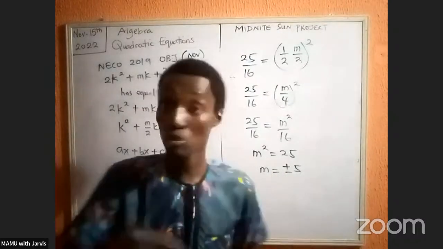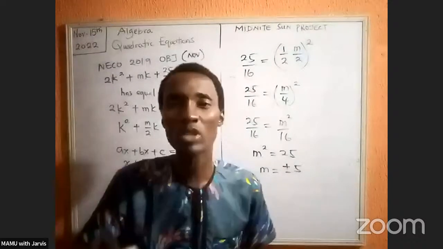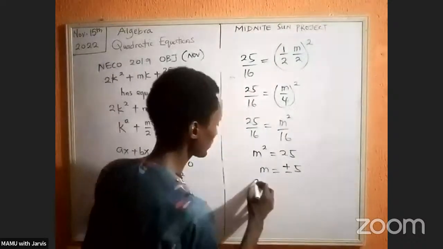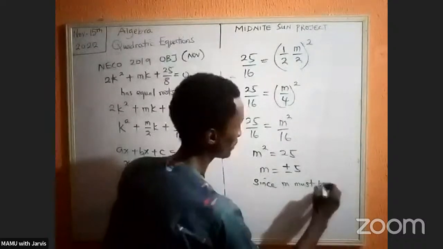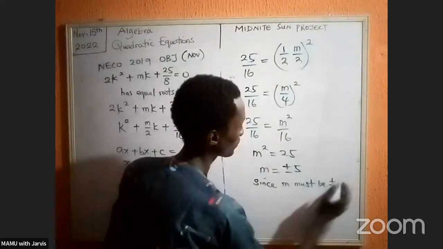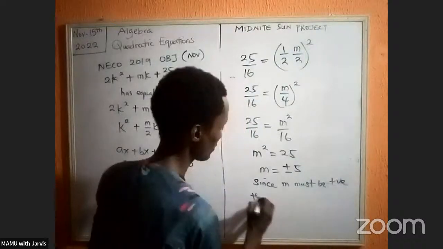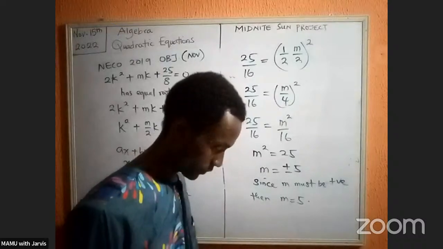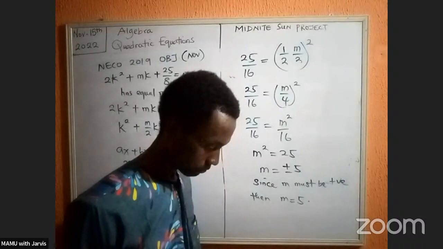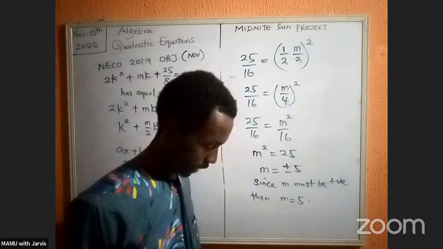But I have a strict instruction that the value of m must be positive. So since m must be positive, then m will be equal to 5. So that question, the answer will be what?